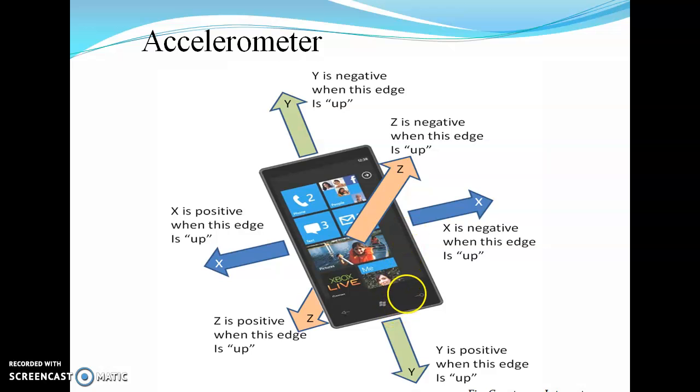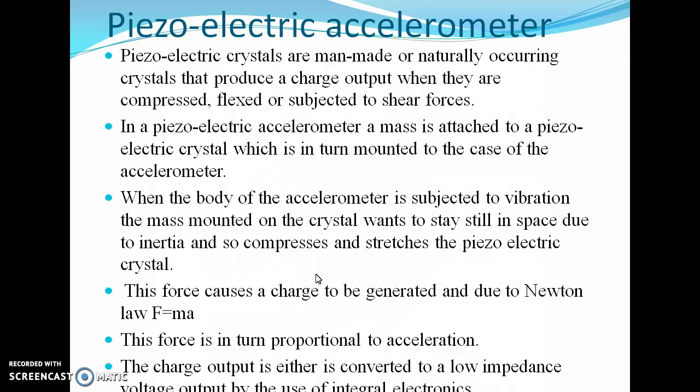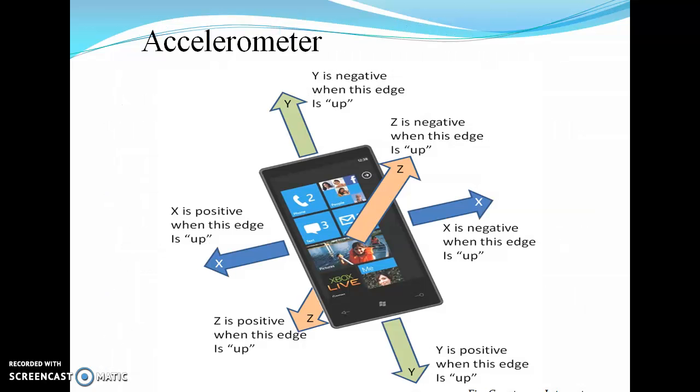You can see here the same thing is for the Y axis. Y is positive when this edge is up, and Y is negative when this edge is up. Z is negative when this edge is up, and Z is positive when this edge is up. Okay, so this is the accelerometer used for mobiles.